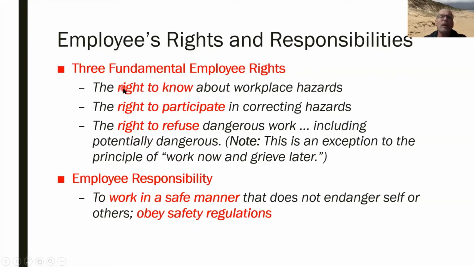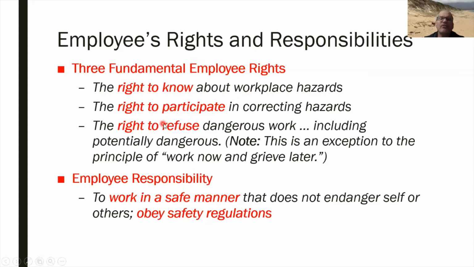The right to know about workplace hazards. Okay, we'll talk a little bit later about WHMIS and about safety data sheets. So they've got the right to know the risks of whatever tasks they're about to perform. They have the right to participate in correcting hazards. So if something's wrong, they have input into saying, hey, we should do it this way, or we need more PPE, that sort of thing.